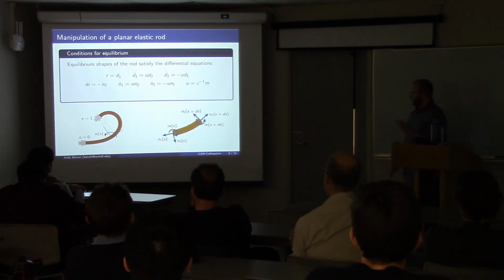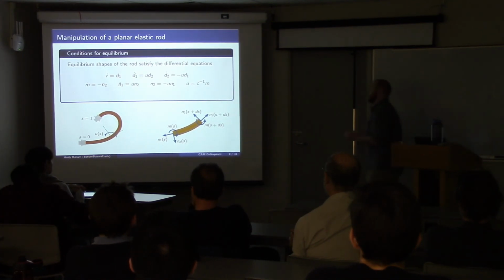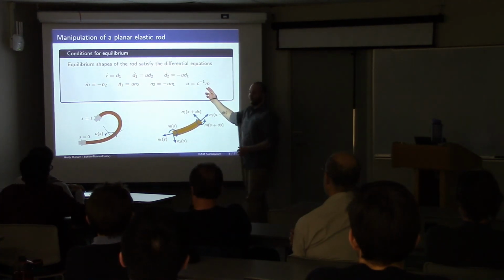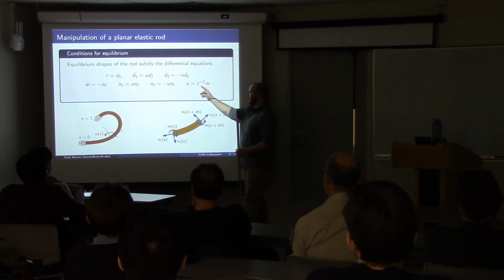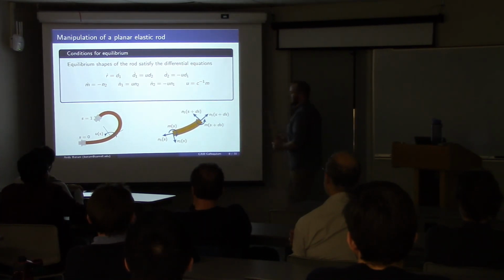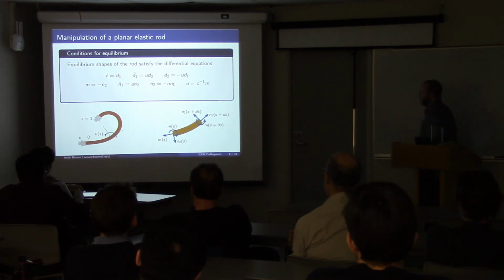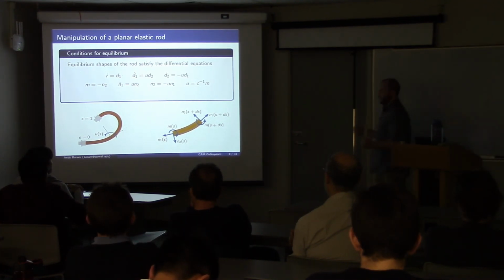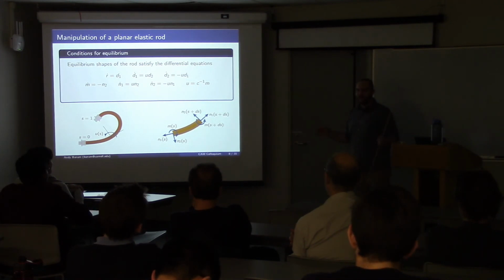For us, we're going to assume that the rod is linearly elastic. So U, the bending strain, is proportional to the moment. And this constant that it's proportional by is a stiffness parameter. It depends on the geometry of the cross-section and the material of our rod. We've also assumed here that the rod is intrinsically straight. So if we're not applying any force or torque to the rod, its natural shape is straight.